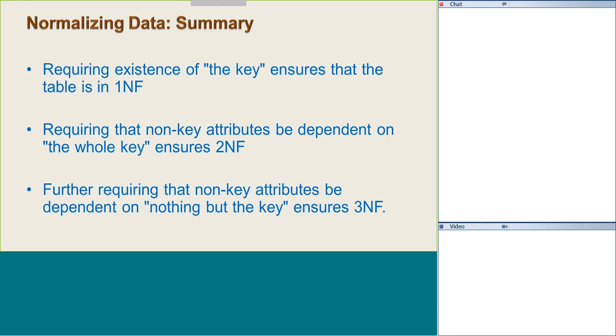Dependent on nothing but the key. When you get that situation, you have third normal form. So as you can see from those three statements, the key on the file is critical to the entire definition of third normal form. If the attributes are dependent on the whole key, it's second normal form. If they're dependent on nothing else but the key, they're third normal form.